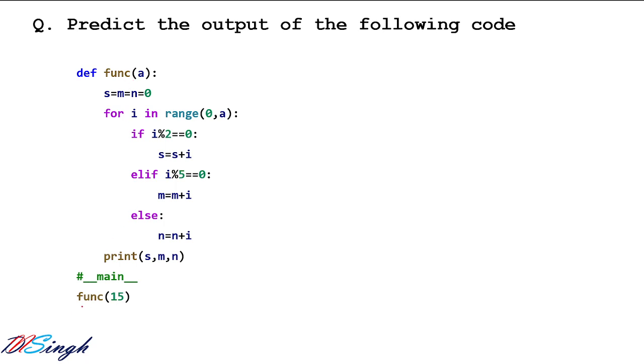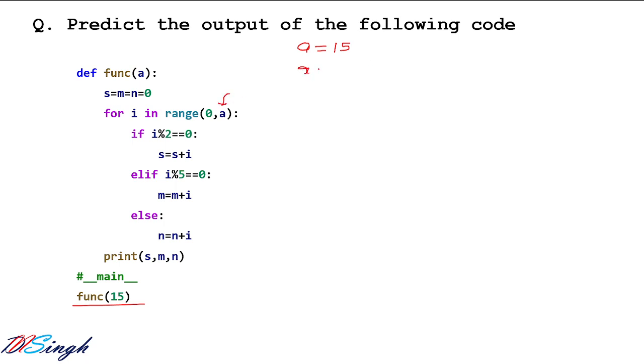So this is the function call in main, and this is our function, and here 15 is being passed to this function, and that is being stored in A. So now A, that is local to the function func, is having the value 15. The same value will be put here.